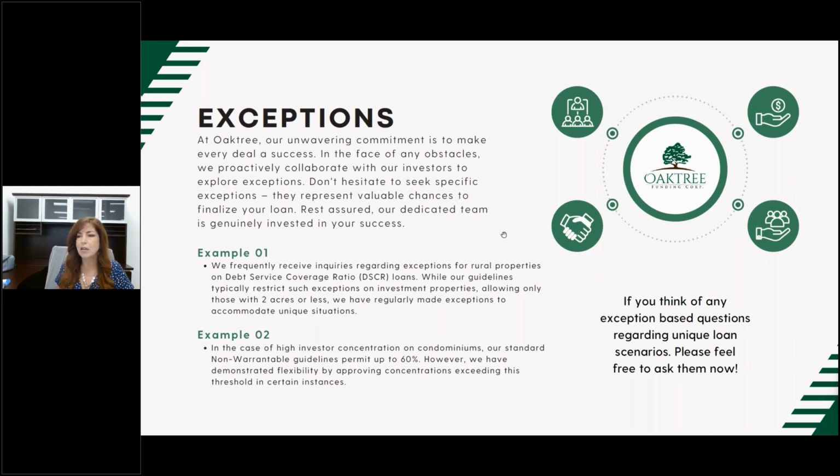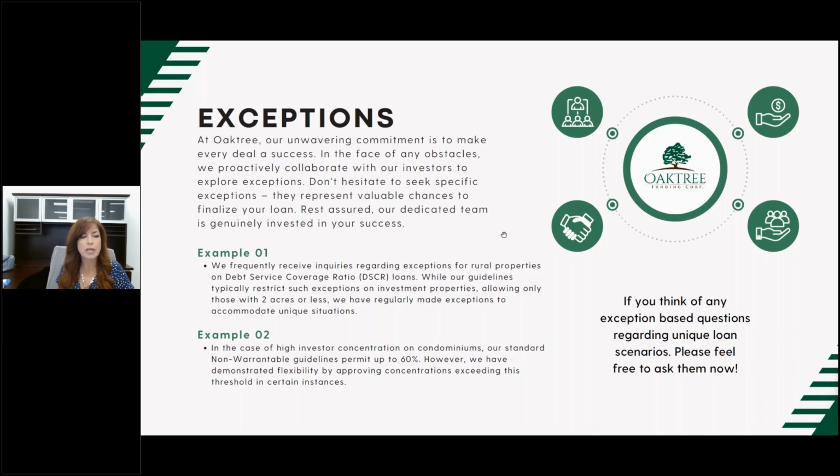And one that we just talked about, somebody had a question about, is investor concentration for condos and non-warrantable condos. And we do non-warrantable condos. An example of an exception that we did recently is our non-warrantable guidelines allow up to 60% investor concentration. Well, we've actually done considerably higher than that for a project where it was common. It was a well-known vacation area, and it just made sense that there's going to be a higher investor concentration. And so we were able to make that exception because it made sense.